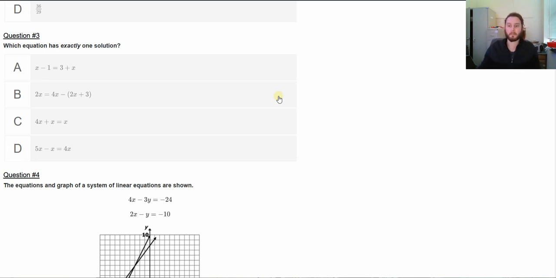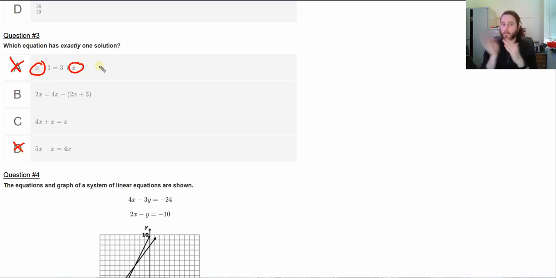Okay, so now that you've unpaused it, really quick, I'm just going to go through and say the ones that are obvious. It's definitely not going to be A, and it's also definitely not going to be D. Those two are obvious because there is one x on both sides.